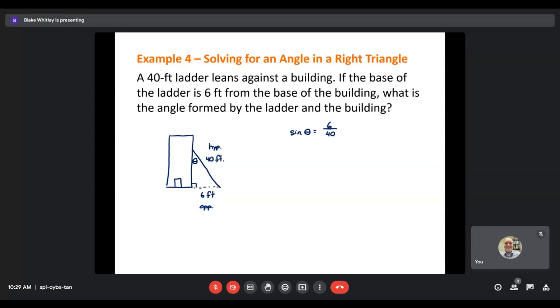And then just like before, we need to get rid of the sine. So we're going to take the inverse sine of both sides of our equation. That leaves us with our theta. And again, we're going to go to our calculator because 6 over 40, even if you were to simplify it, is not a special value from our table. And so when we do that in degree mode again, this should give us about 8.6 degrees.